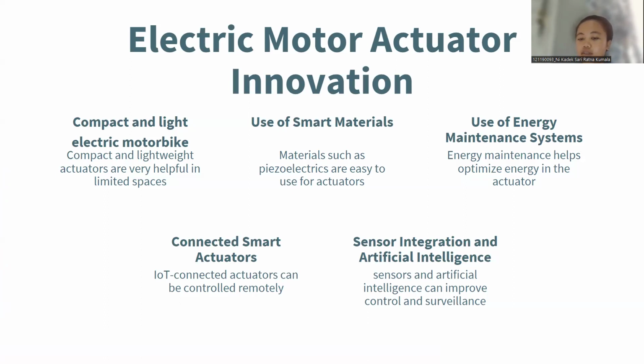Next, use of energy maintenance system. Energy maintenance helps optimize energy in the actuator. Next, connected smart actuator. IoT connects the actuator and it can be controlled remotely. For the last, sensor integration and artificial intelligence. Sensors and artificial intelligence can improve control and surveillance.